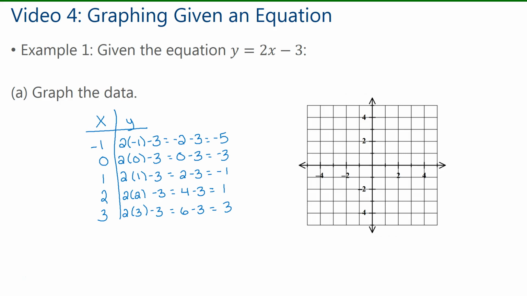Now when we go to graph this, we need to remember that the horizontal axis is the x and the vertical axis is the y. And for the point -1, -5, I'll start at the origin, go 1 to the left, and then 5 down. So there's the first point. 0, -3 is going to be right on the y-axis. Then we have 1, -1, 2, 1, and 3, 3.